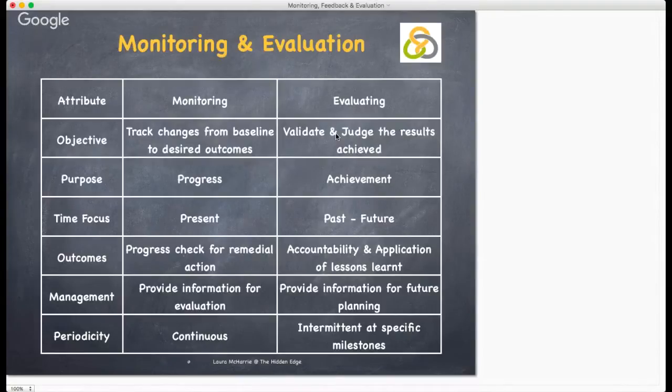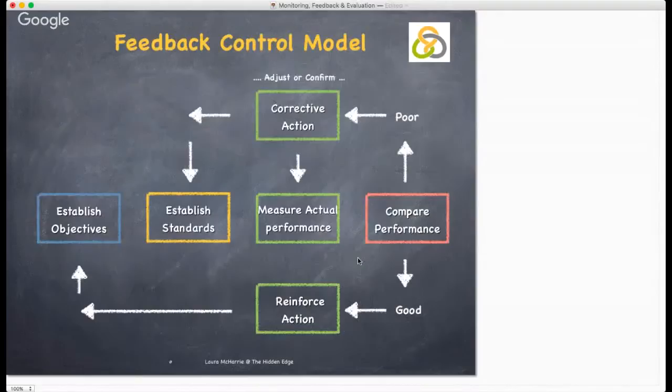The management in monitoring provides information for evaluation. But the management of evaluating provides information for future planning. And the periodicity is continuous in monitoring. We always do it. Whereas evaluation is intermittent and at specific milestones within, say, a project.